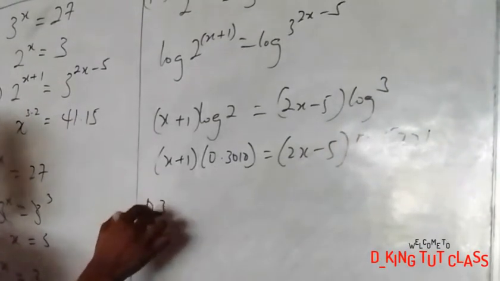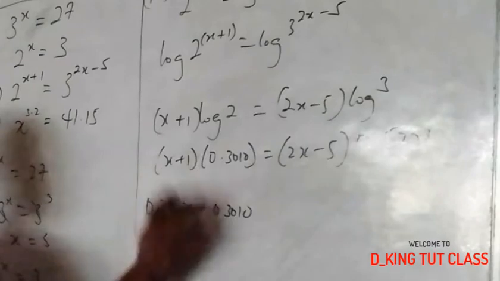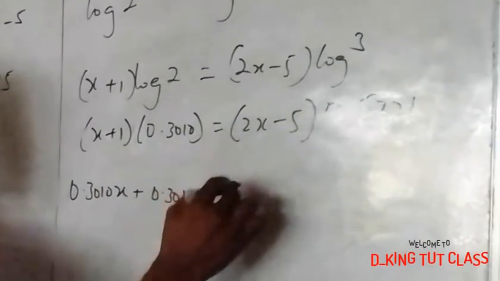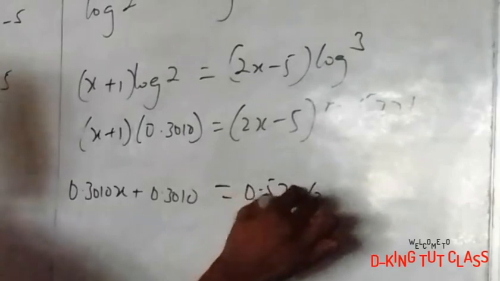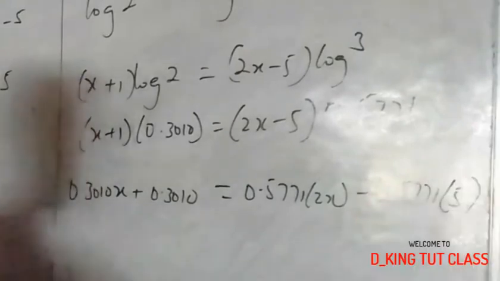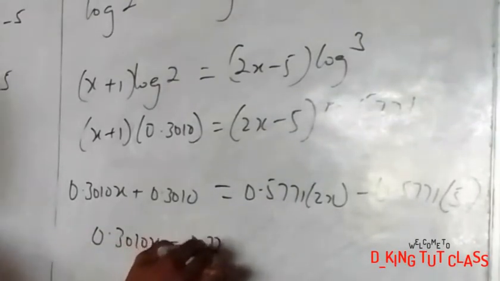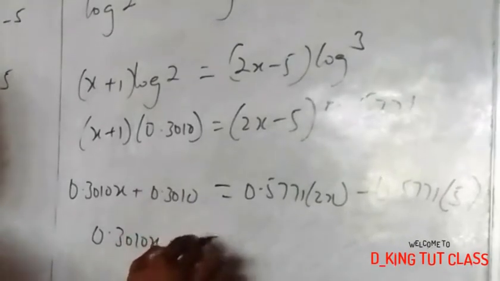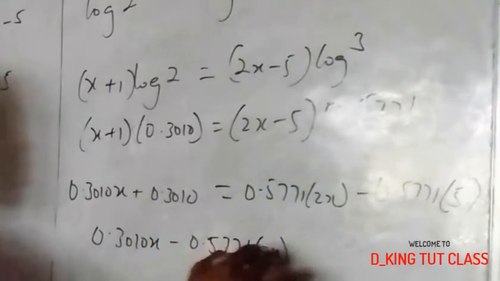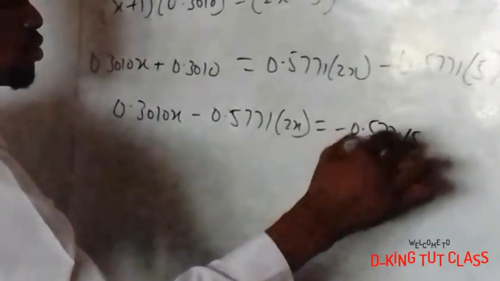While expanding, I have 0.3010x plus 0.3010. This times x is this, and this times 1 gives us back this. Then you have to multiply this also. That becomes 0.5771 times 2x minus 0.5771 times 5. On top, I'm going to have 0.3010x minus 0.5771 times 2x equals, take this to that side, becomes minus 0.5771 times 5 minus 0.3010.